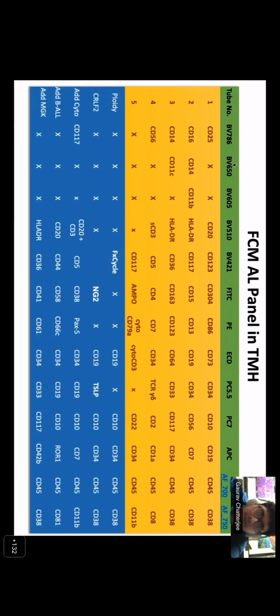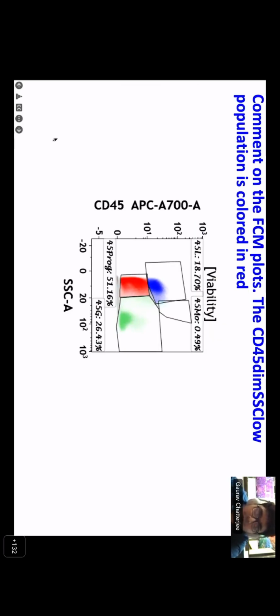So this is what we did. This is our panel. I'm not really going into detail about that. We will see the relevant markers as we go along. So this is the flow cytometric plot. Shivangi, can you read this for me? What do you see on the y-axis? What do you see on the x-axis?